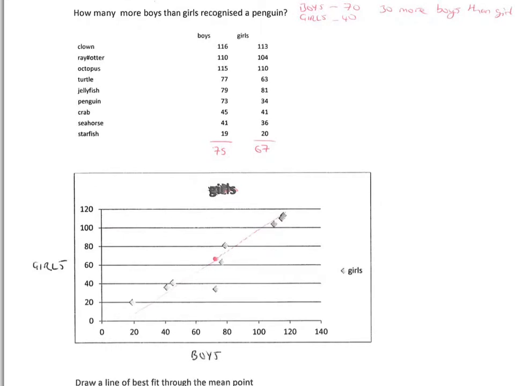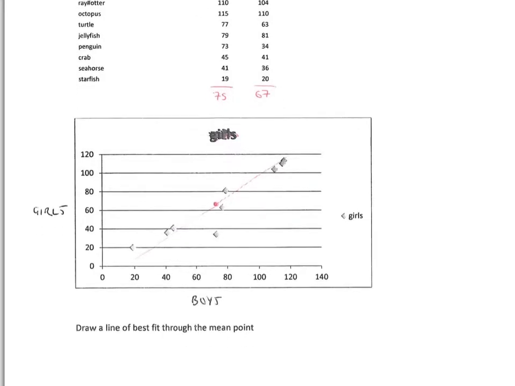Another option is to draw a scatter diagram. So here I've got a simple table, again with the number of boys and girls who did not recognise these animals. I've plotted them on a scatter diagram. Remind yourself how to do a scatter diagram and a line of best fit. To do a line of best fit, it must go through the mean point. Remember, that means you have to work out the average of the boys and girls in this case separately.